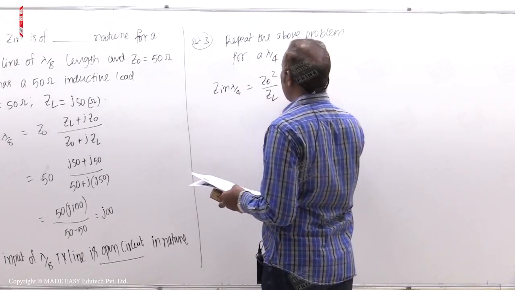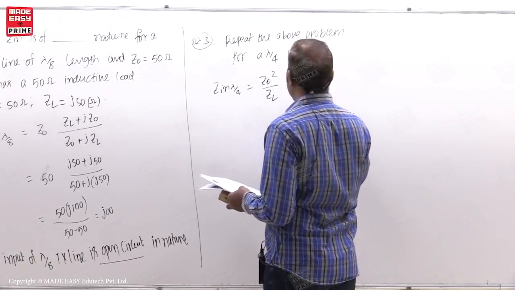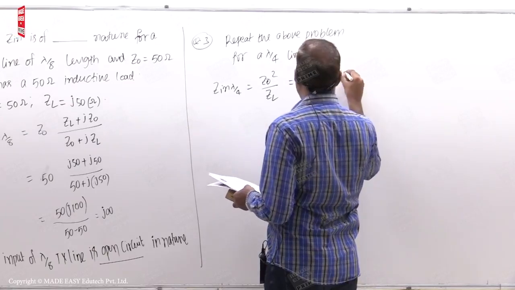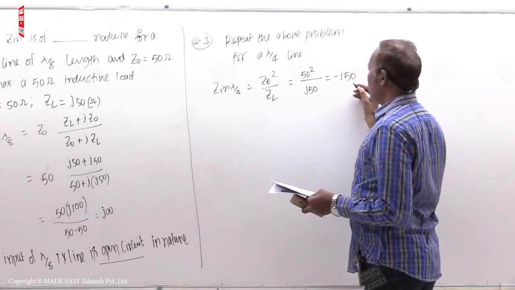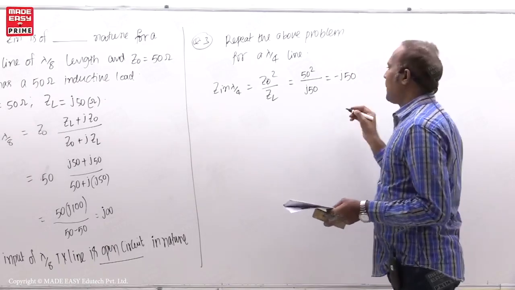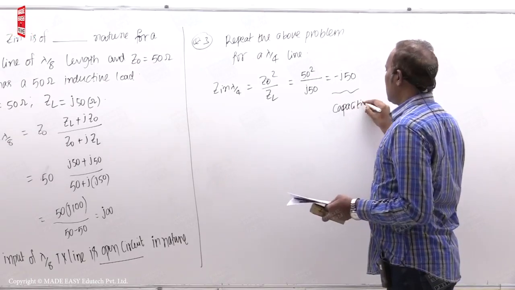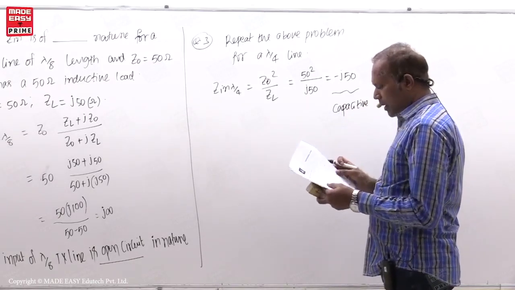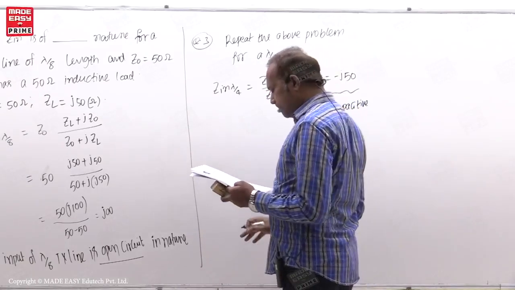That means Z0 square means 50 square, and ZL is J50. That is nothing but minus J50, dear students. Minus J. So you get this one. This is which nature, dear students? This is capacitive in nature. So capacitive in nature. Option is B for that. For this option is D.